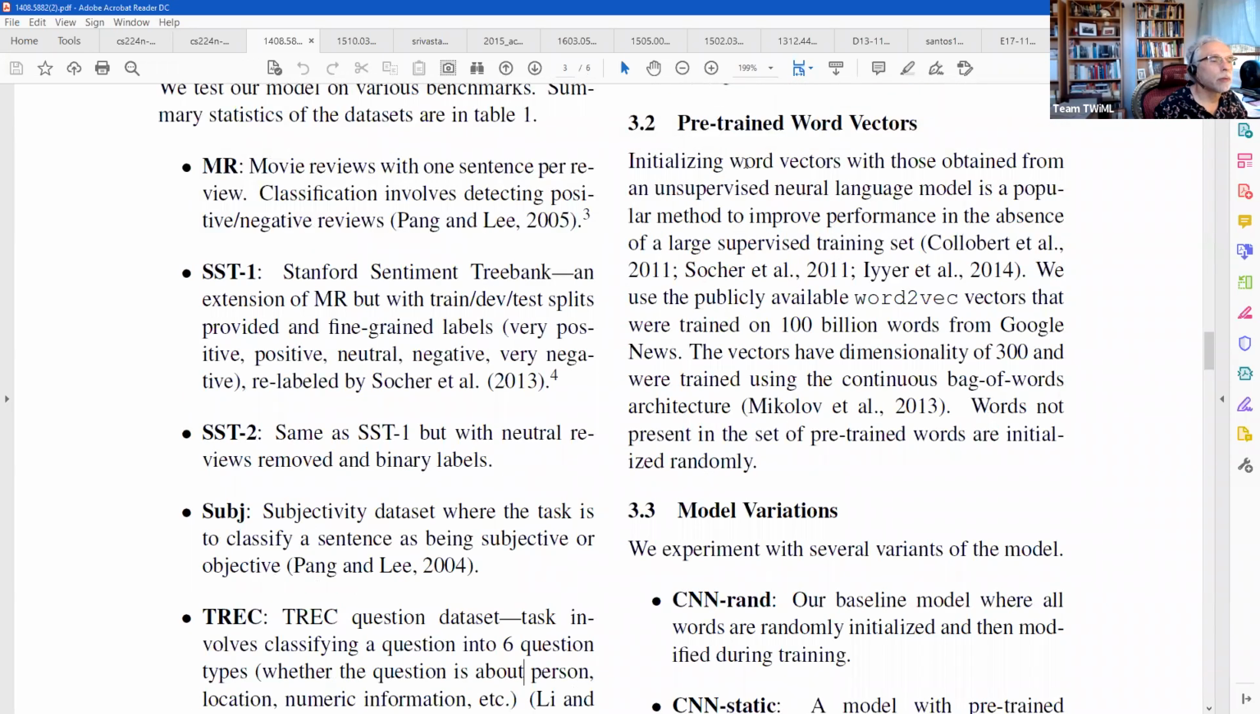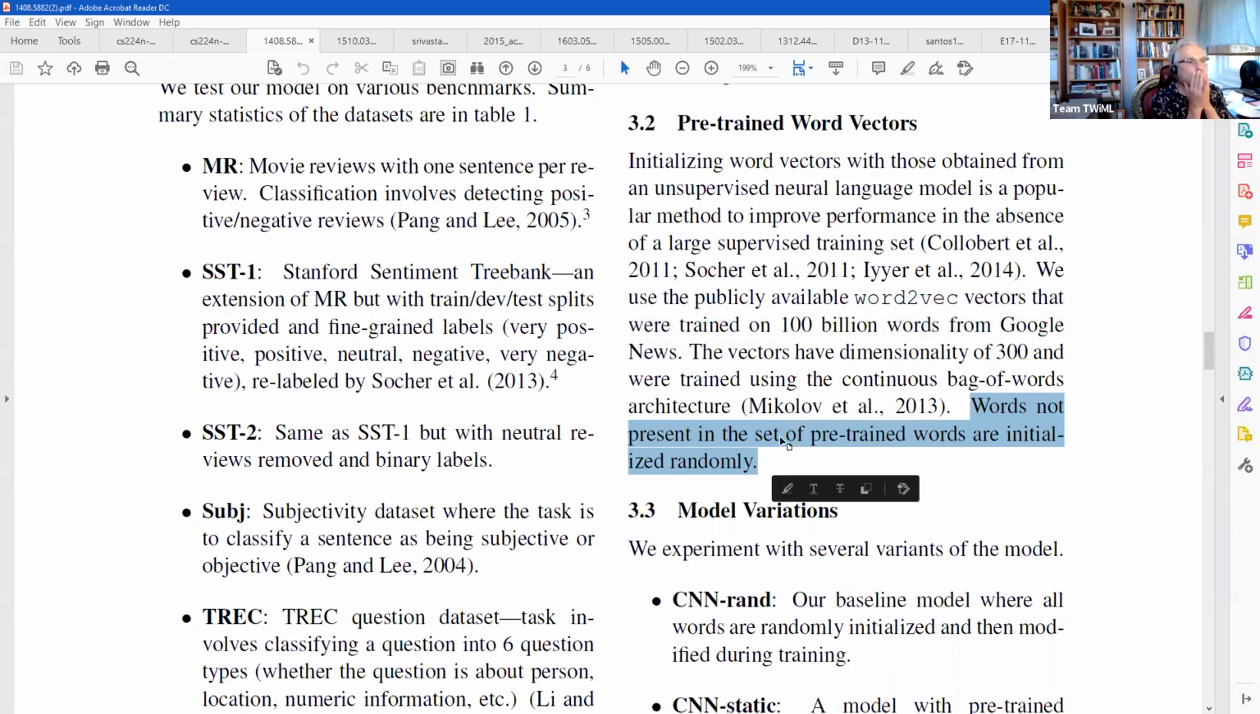He talks about getting the word2vec vectors, and the reason why they're so good is because they were trained on 100 billion words from Google News. The vectors have dimensionality of 300, and were trained using the CBOW, continuous bag of words, that we've studied earlier in the lectures. Words not present in the set of pre-trained words are initialized randomly.